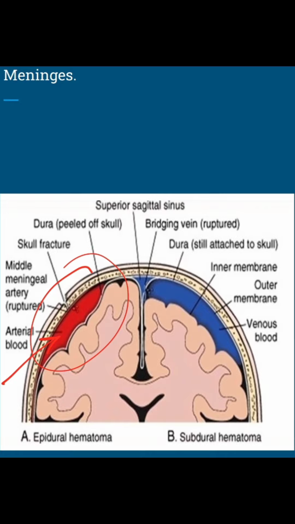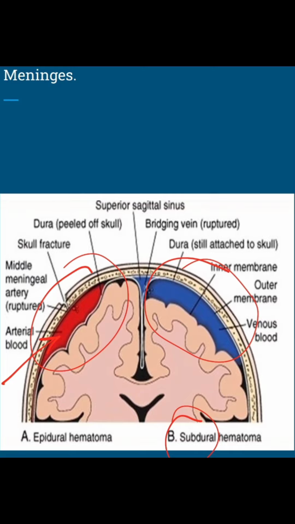On Step 1, you will often see this present with a lucid interval followed by a rapid neurological decline, a classical vignette. Now on the right side, label B, is a subdural hematoma. This happens when a bridging vein ruptures, typically in older patients or those with brain atrophy, due to trauma or even minor head injury.